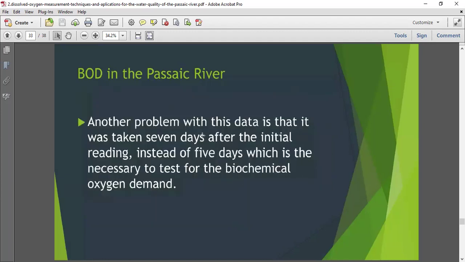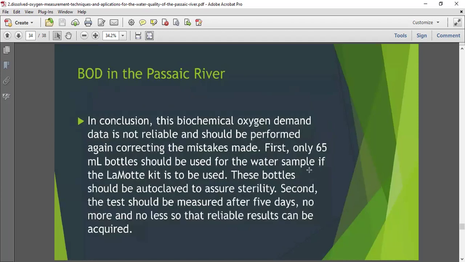Another problem with this data is that it was taken 7 days after the initial reading instead of 5 days, which is necessary to test the biochemical oxygen demand. In conclusion, the biochemical oxygen demand data is not reliable and should be performed again, correcting the mistakes made. First, only 65 milliliter bottles should be used.